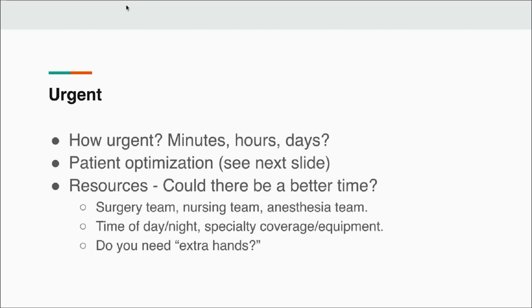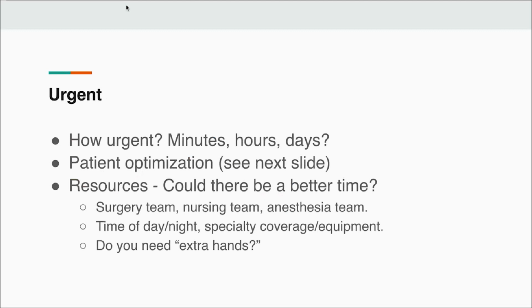Some of those things that we can do is look at our resources. Is the right surgery team in place? Is the right nursing team in place? Is the right anesthesia team in place? And by that I mean, do we need a specialist? Is it a pediatric case? Is the person on call not comfortable doing pediatric anesthesia? Is it a cardiac case? Is the cardiac anesthesiologist not there that time?